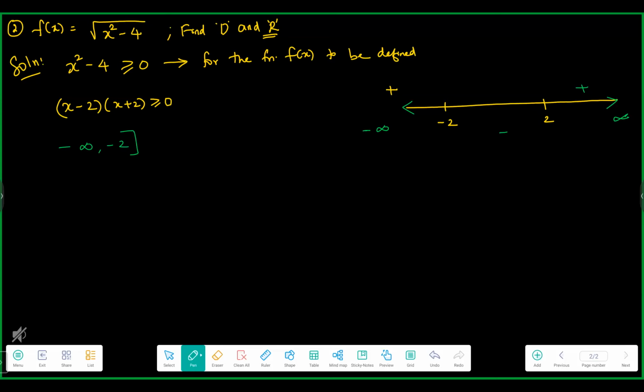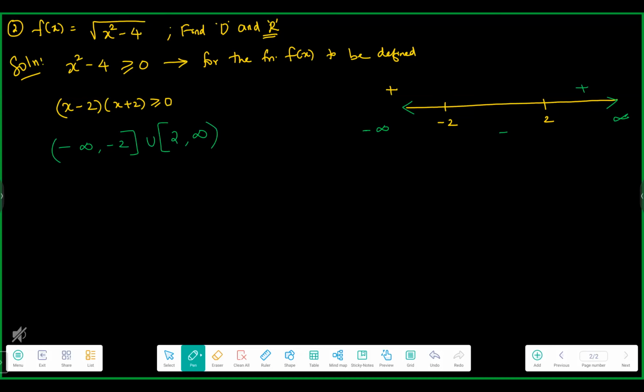Because greater than 0 means when you substitute minus 2, what will happen? When you substitute minus 2 here, it will be 0. So the inequality says that it can be greater than or at the max equal to 0 also. So minus infinity is never included. Infinity is never included. So minus infinity to minus 2, union 2 to infinity. Infinity is never included. 2 is included in this case.